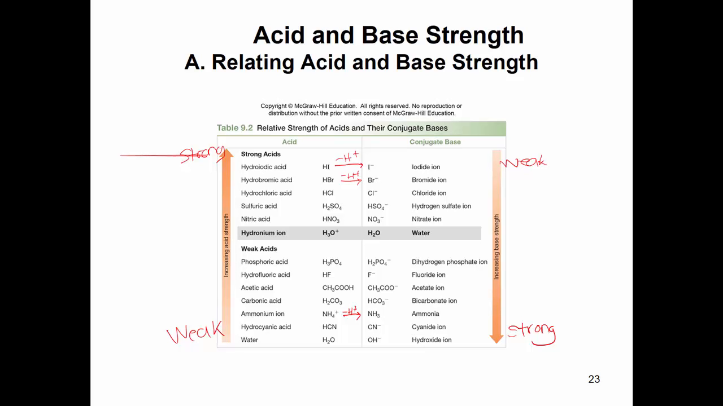For our course, we won't use anything that's not on this table, or very common acids and bases.